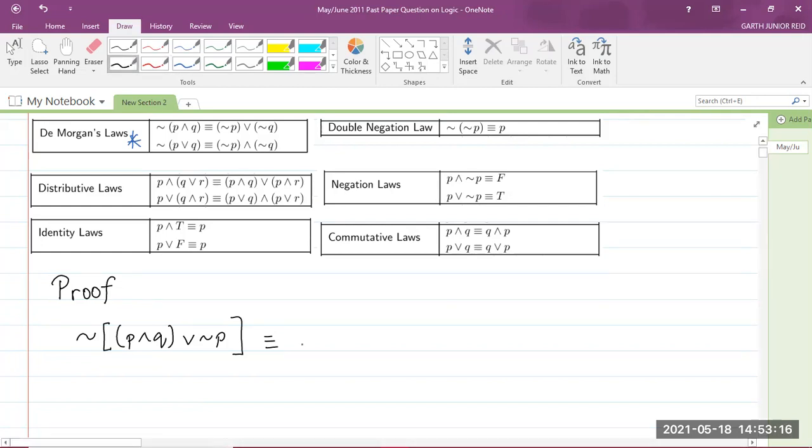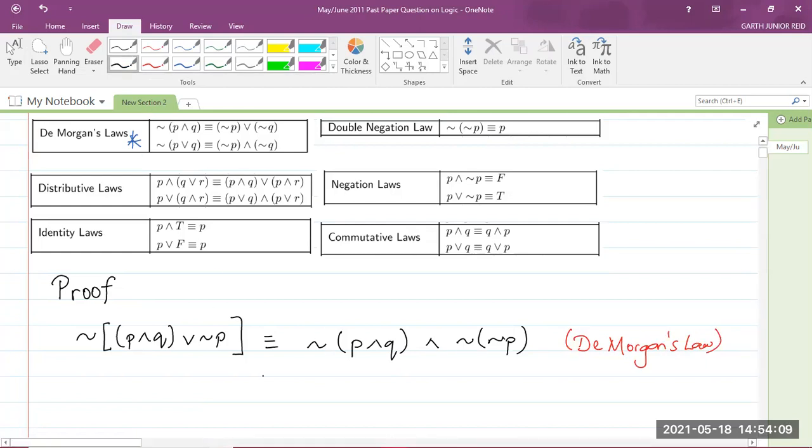So if I use De Morgan's laws, what I will get is the negation of P and Q, but notice that the connective here will change, so it will change to and, and I have the negation of P. Ensure to use brackets. For each step, you should ensure that you write what law you used. So here we used De Morgan's law.